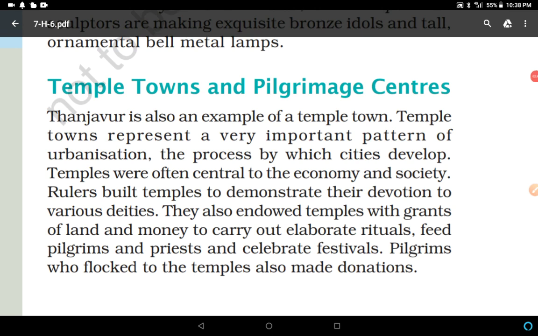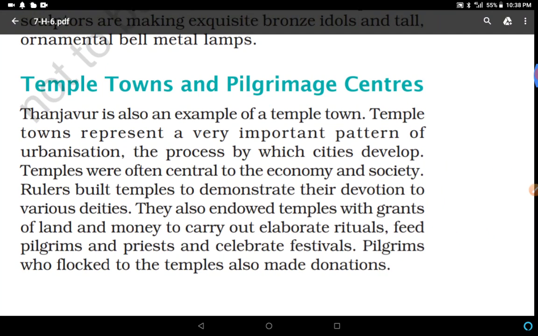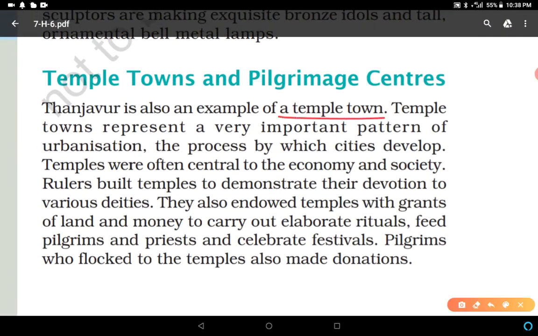So as we have seen in the map, Tanjore is a very important example of a temple town. Temple towns represent a very important pattern of urbanization. Why? Because earlier the temples were set up in those places where people used to come, and for fulfilling the needs of pilgrims, different kinds of shops, traders, other shopkeepers and merchants came there. They settled down near the temples, and in this way these temple locations became urban areas.